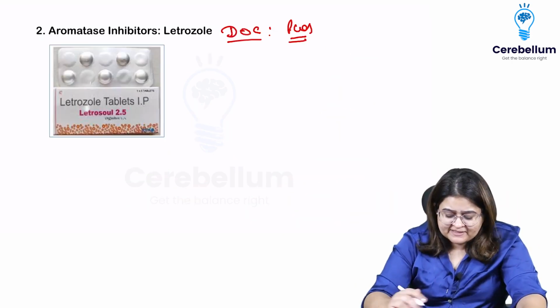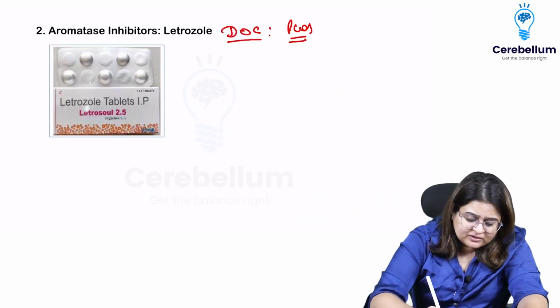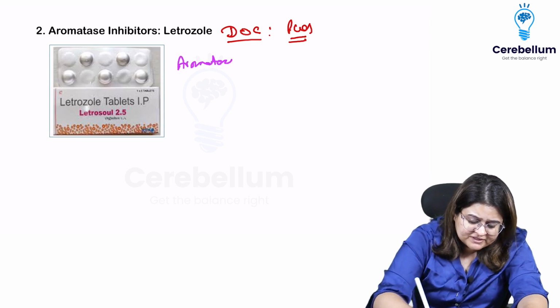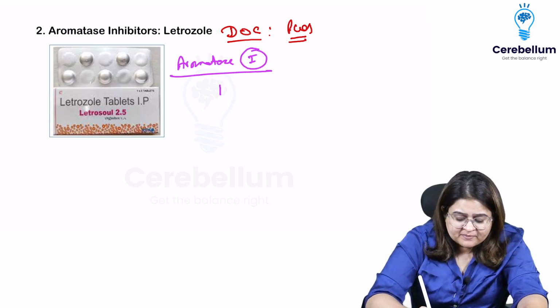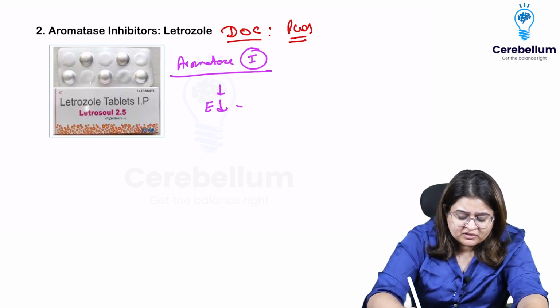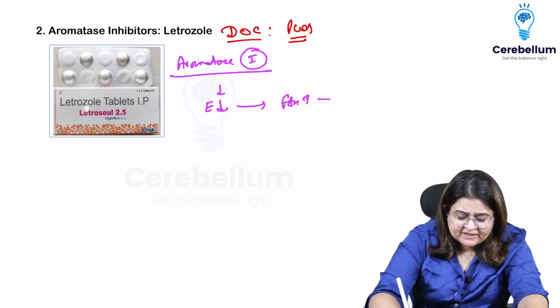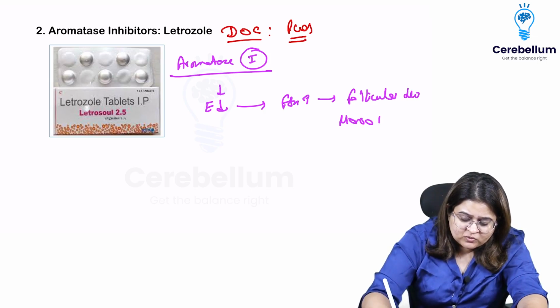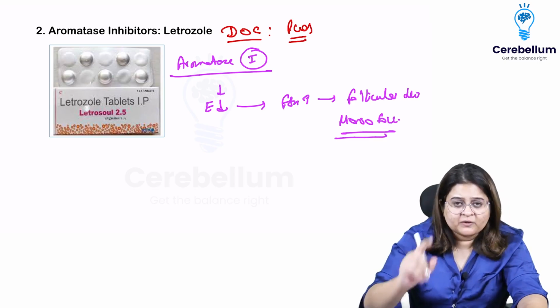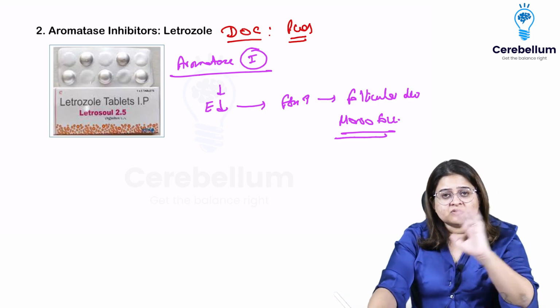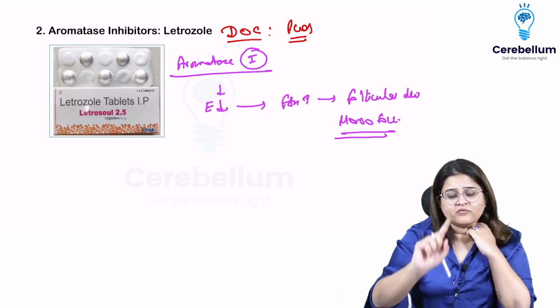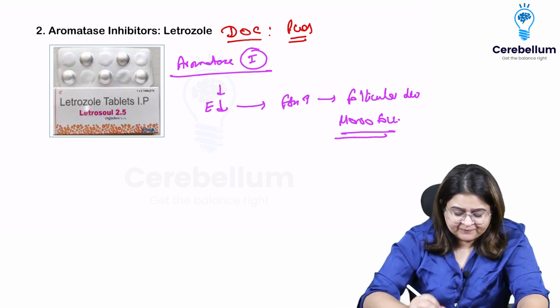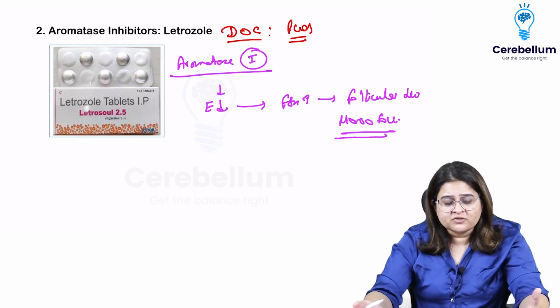Now, letrozole is similar in action. It is an aromatase inhibitor, and aromatase is the enzyme that forms estrogen. So, in simple terms, you're again reducing estrogen, again causing FSH to rise, again causing follicular development, but it's not as strong as clomiphene. So it causes monofollicular development. One follicle will develop, so it doesn't cause twins or triplets. It only causes ovulation and only one follicle will develop. So it's a better drug, and that's why it's the drug of choice.